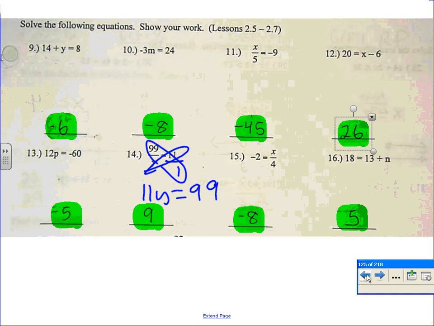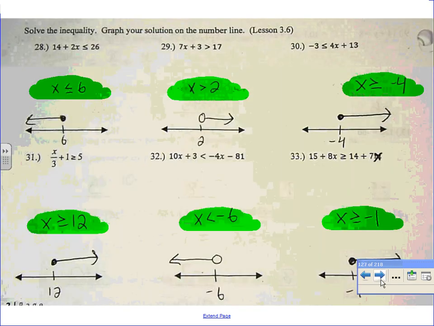Well, this one I would say multiply both sides by 4. You could do cross product, but multiply both sides by the bottom of the fraction to get rid of it. Okay? Okay, 21. X is less than or equal to 6.